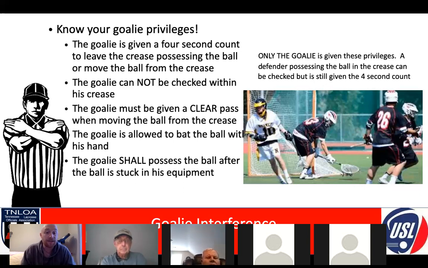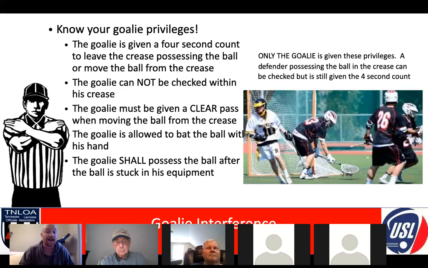The goalie must be given a clear pass when moving the ball from the crease. His passing motion must be a free motion. If that motion is interrupted, we have a play on goalie interference.